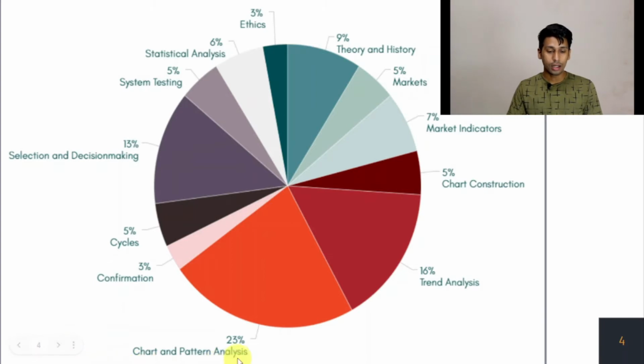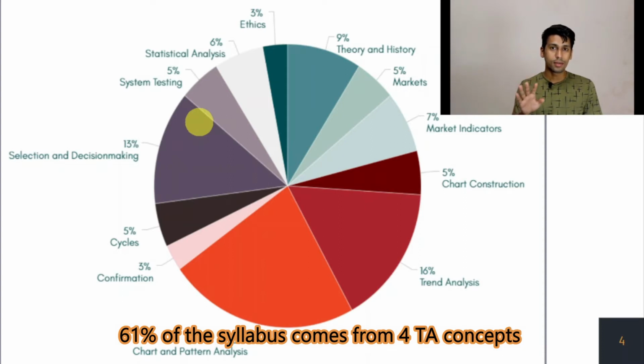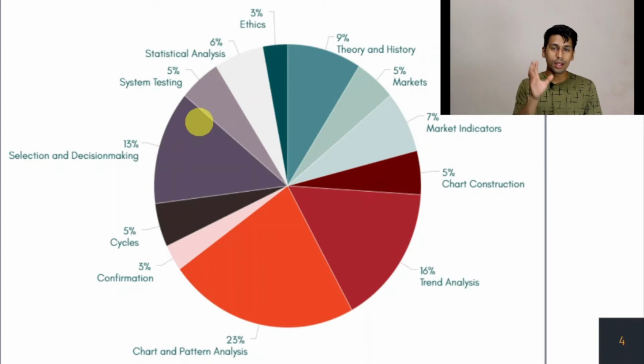Now if we look at four concepts very carefully: chart and pattern analysis, from where 23% of the syllabus is coming; trend analysis, from where 16% is coming; selection and decision making, from where 13% is coming; and theory and history, from where 9% is coming. If we combine just these four concepts, then 61% of the syllabus comes from them. So if we focus more on these four concepts, we are in a better position to clear this exam. That's what I want to say.